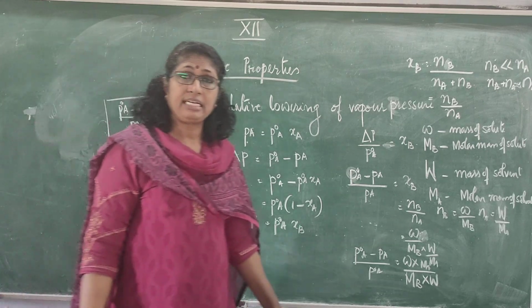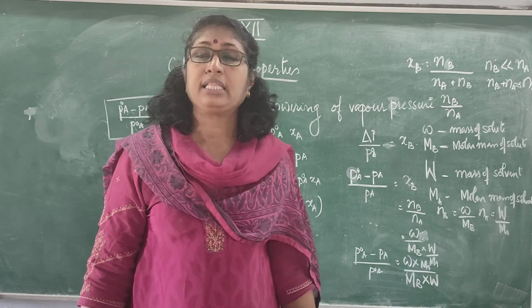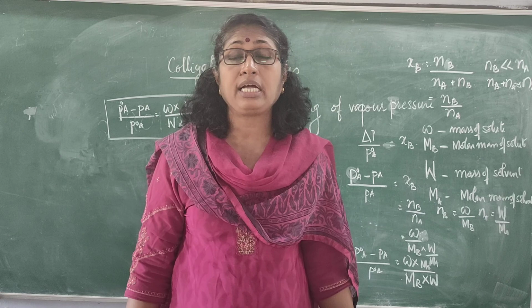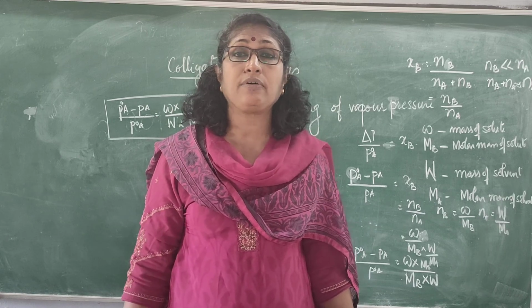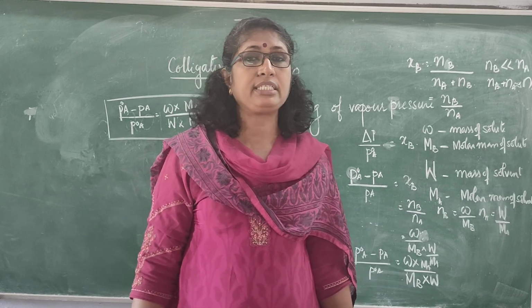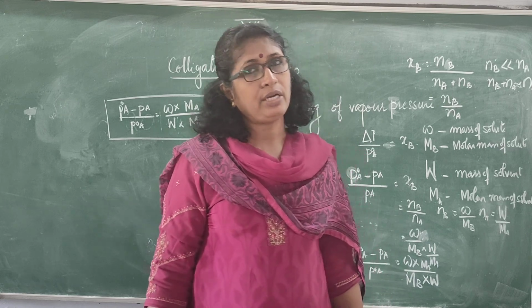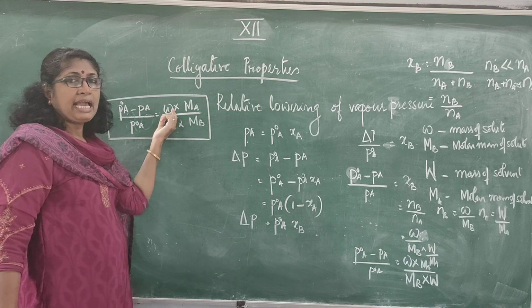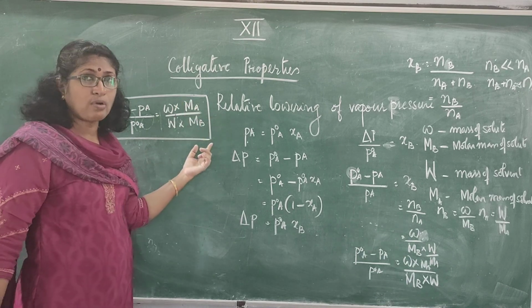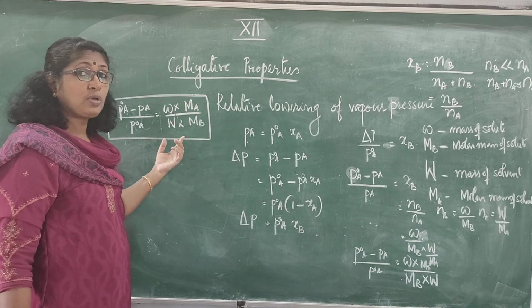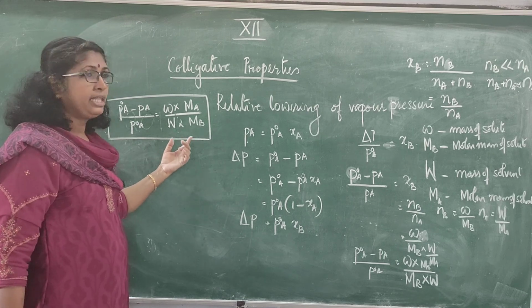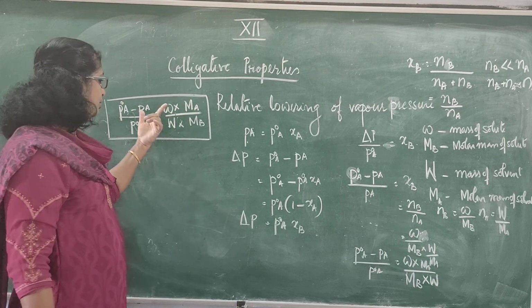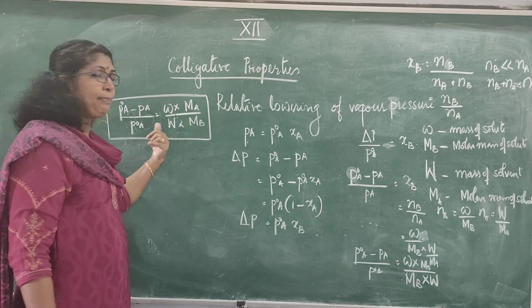Now, why should we study these colligative properties? These colligative properties are studied to determine the molecular mass of unknown solutes. So, if you take a known mass of the unknown solute and dissolve it in a known mass of known solvent, then we can find out its molecular mass, isn't it? So MA you know, small w you know, and capital W you know.